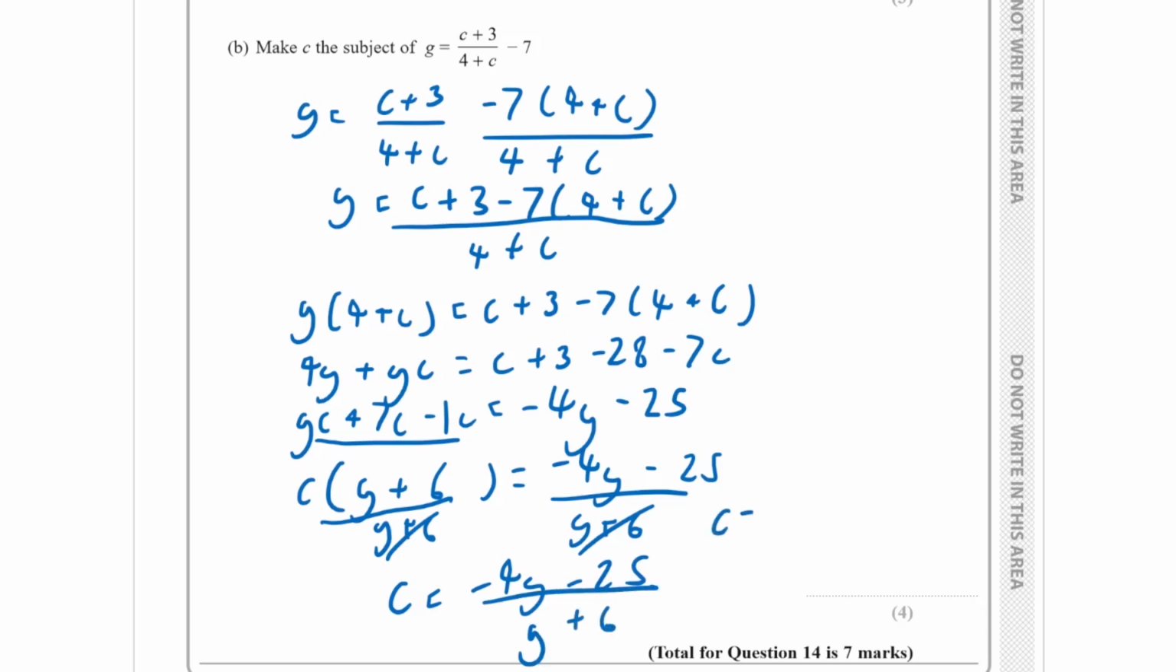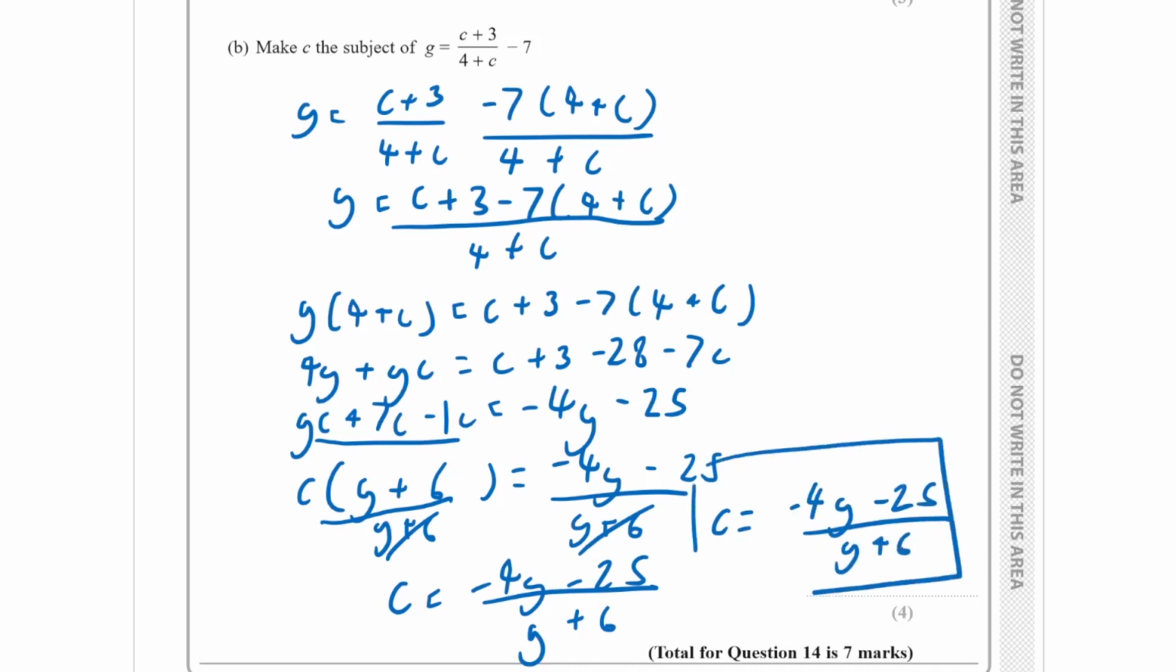You can write this here in better handwriting. Negative 4G minus 25 all over G plus 6. That is our final answer.